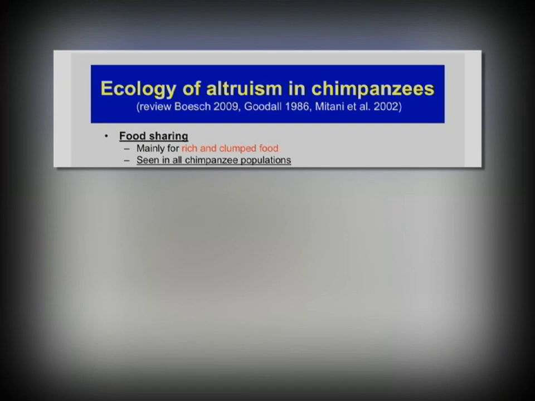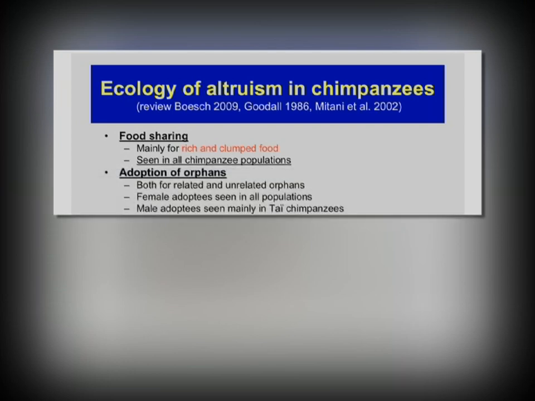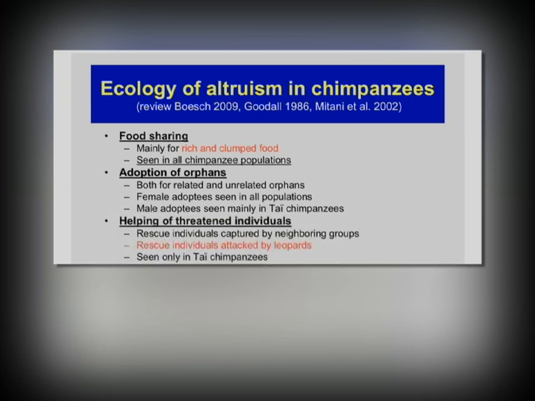So we showed four ecological contexts where food sharing happens regularly in chimpanzees, for rich clumped food. Adoption is seen also in all chimpanzee populations. We may have a higher tendency of male adoptions by Taï chimpanzees than in other populations, but female adoption is also common. Infants that are in very threatened situations, especially when facing leopards or when facing neighboring groups, can be rescued, helped by other group members.